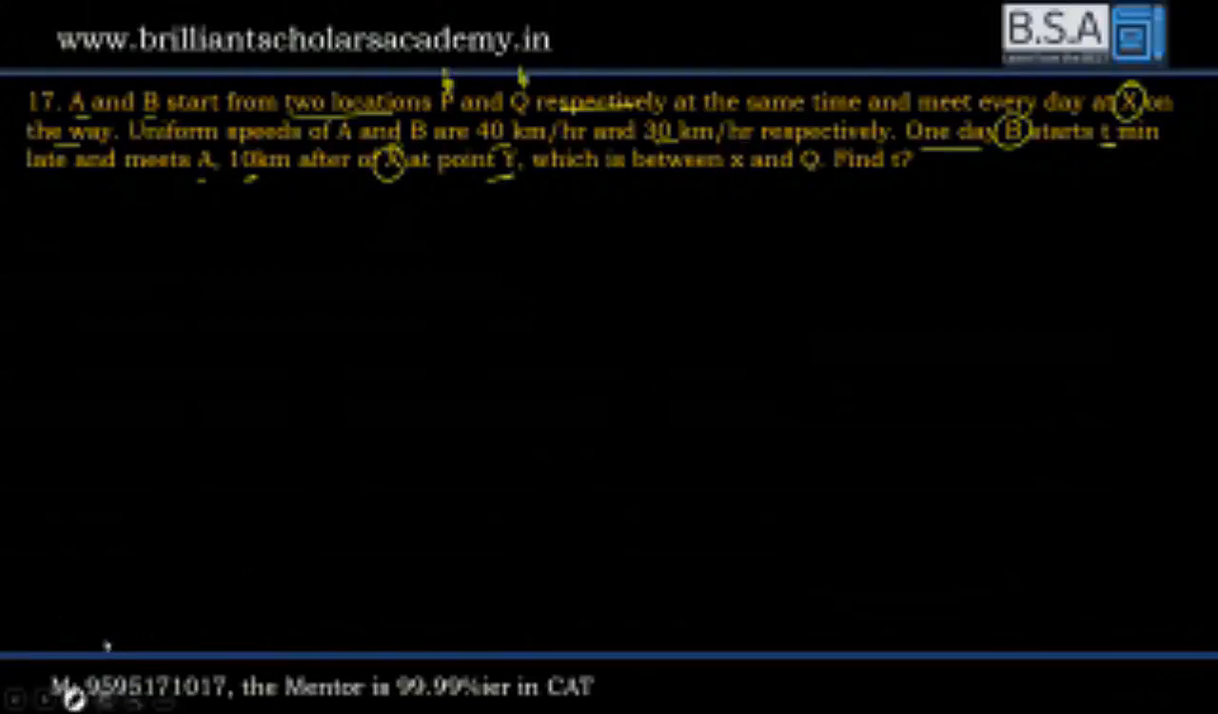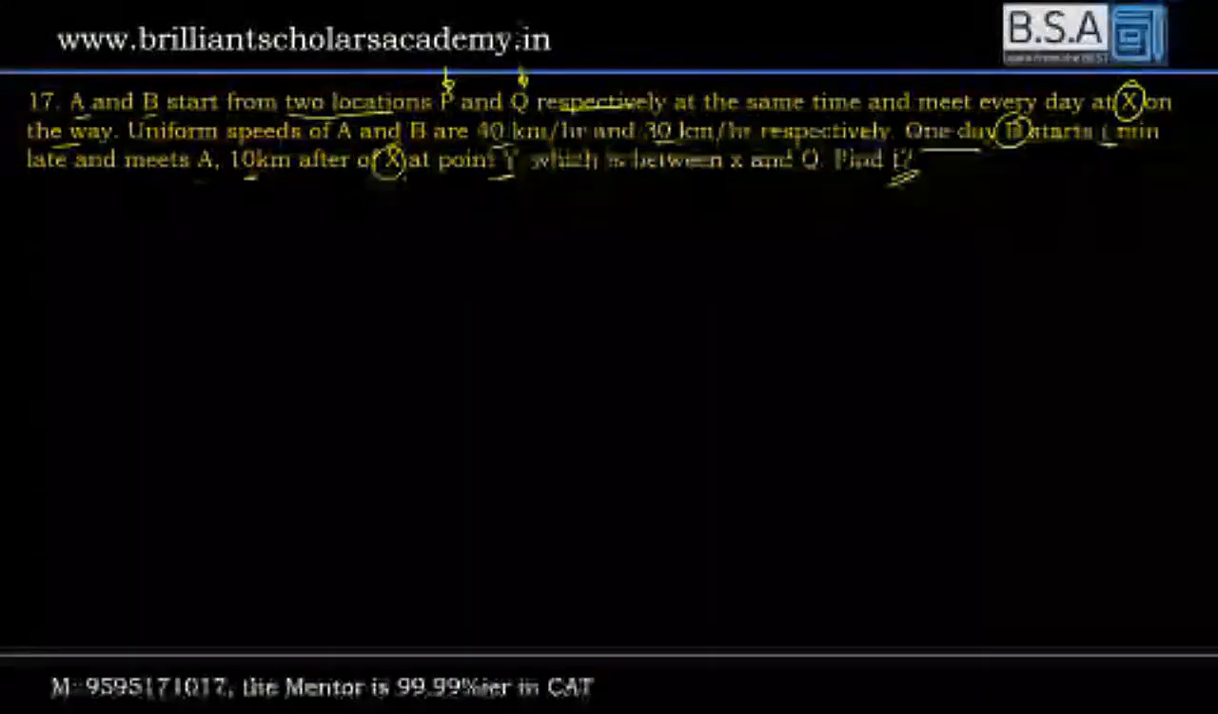Find the time T. ये थोड़ा अच्छा क्वेश्चन है, थोड़ा सा एडवांस है. You have to have knowledge about two people meeting somewhere in the middle. वो कैसे हैंडल करते हैं? Give it a try. Take 2 minutes.